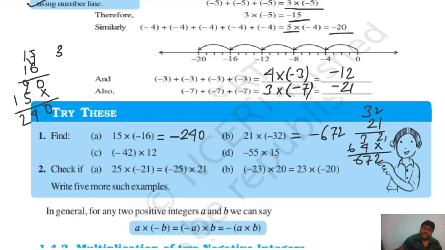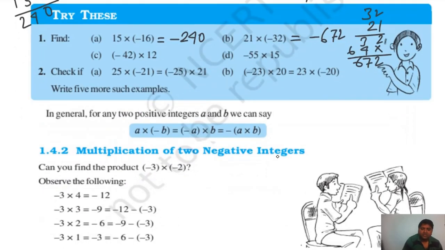So in general, for any two positive integers a and b, we can say a into minus b equal to minus a into b equal to minus of ab. That means when we multiply a positive integer by a negative integer, or a negative integer by a positive integer, we get a minus sign and we multiply the two numbers only, a into b. Okay, this is the similar portion.